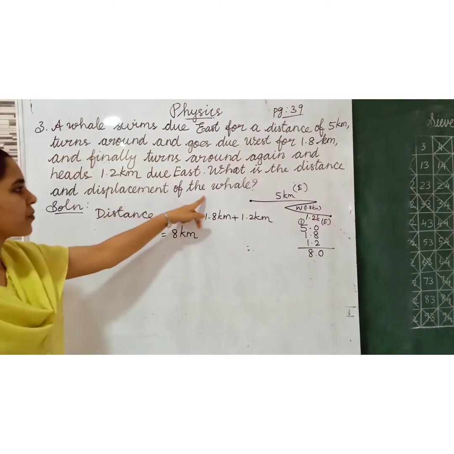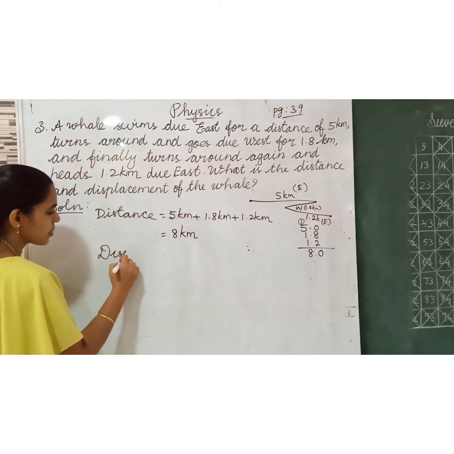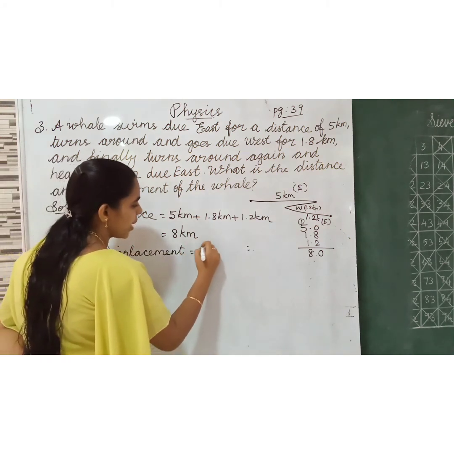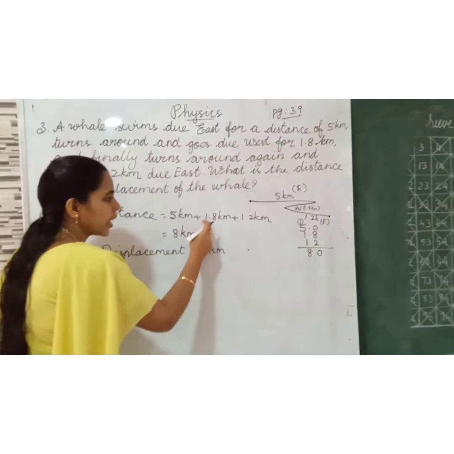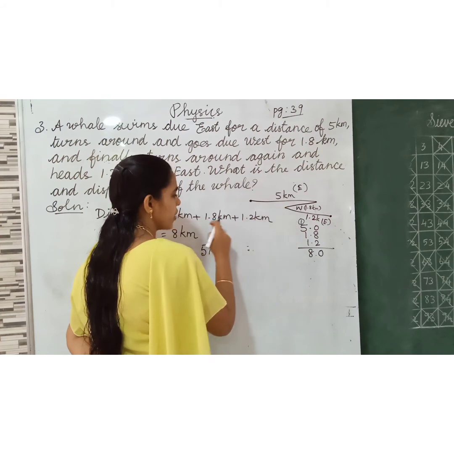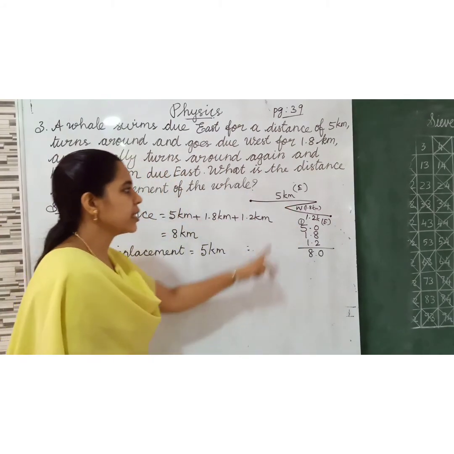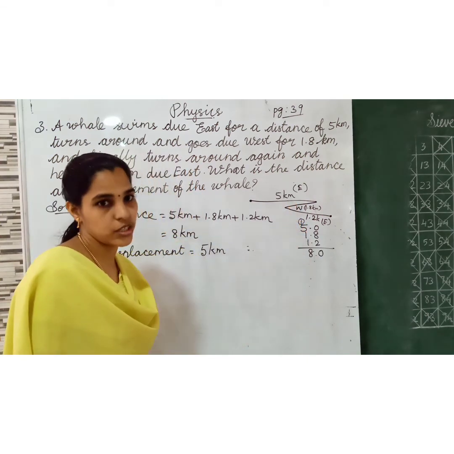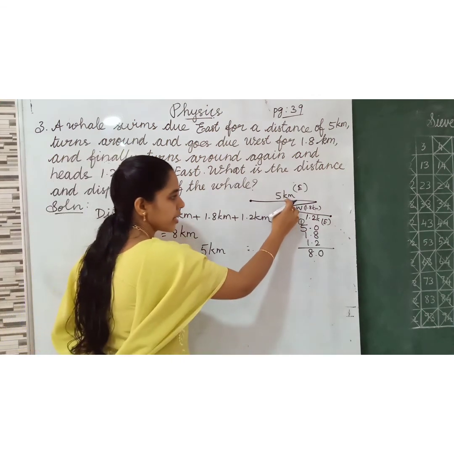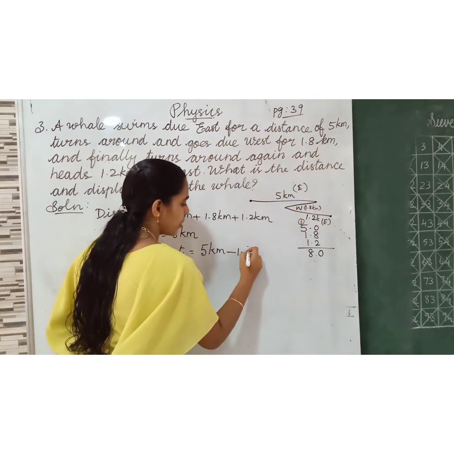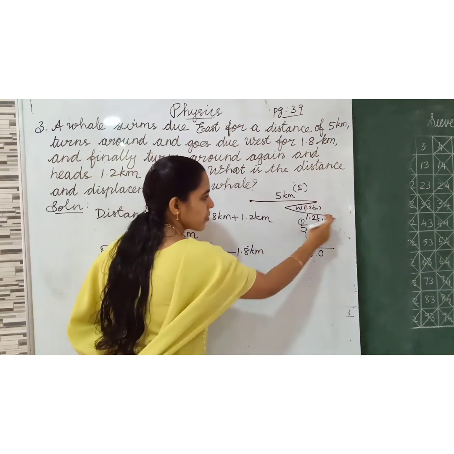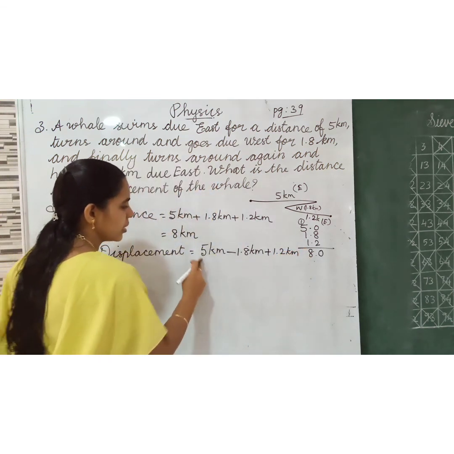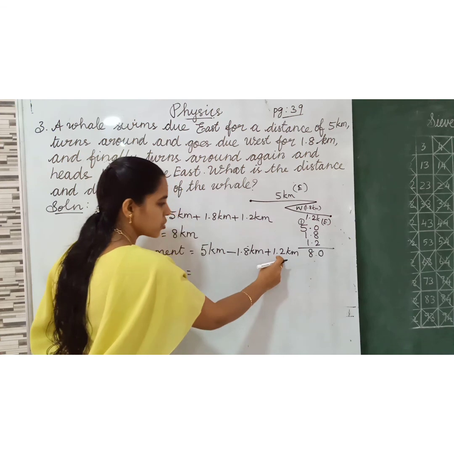Again, the displacement of the whale. How to find the displacement? Displacement is equal to first 5 kilometers in the east. Again, the whale is coming to the west, 1.8 kilometers west. East and west are opposite directions. So the opposite direction is negative. In displacement, the opposite direction is negative. So minus 1.8 kilometers. Again it moves to the east, plus 1.2 kilometers. Listen, this is a positive number. 5 and 1.2 are positive.